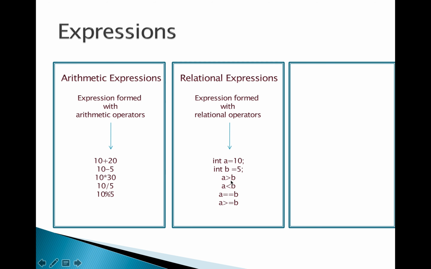So a greater than b ends up in true or false. In this case, a's value is 10, b's value is 5, so 10 greater than 5 results in true. A less than b results in false. A equal to b results in false. A greater than or equal to b results in true. So basically the relational expression gives you a boolean value as the output.